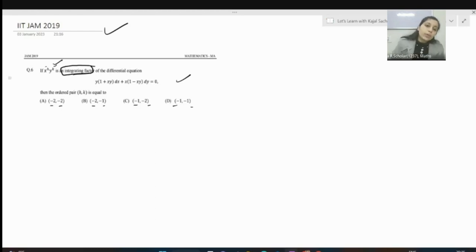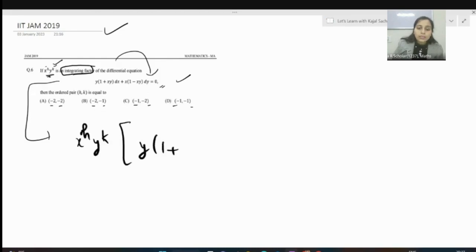What we can do, if this is the integrating factor, is multiply the given equation by this integrating factor and make the equation exact. If this is the integrating factor, then after multiplying, the equation should become exact. So let's try this. Multiply the given equation by x^h y^k.